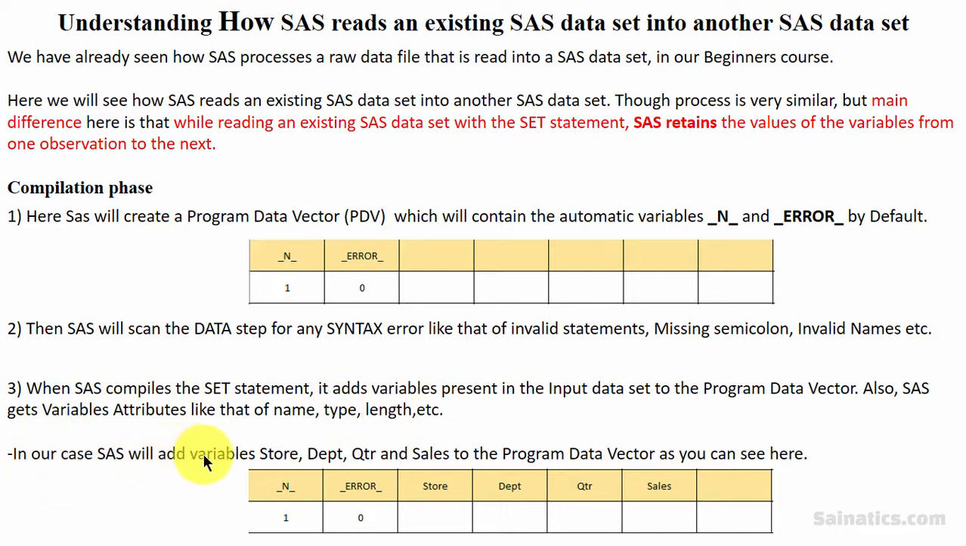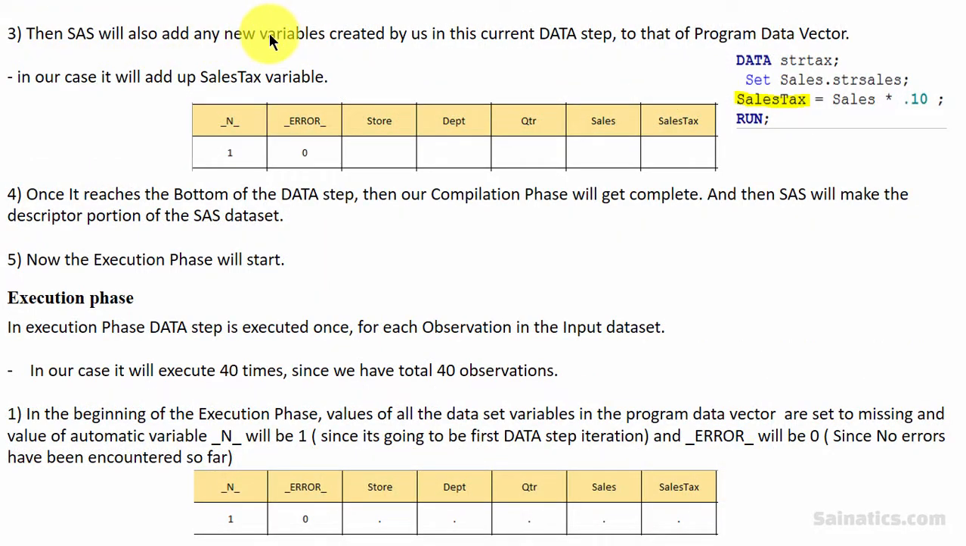In our case, SAS will add variables store, department, quarter, and sales to the program data vector as you can see here. Then SAS will also add new variables created by us in this current data step to the program data vector. In our case, it will add the sales tax variable as you can see here. Once it reaches the bottom of the data step, the compilation phase will complete, and SAS will make the descriptor portion of the SAS data set. Now the execution phase will start.